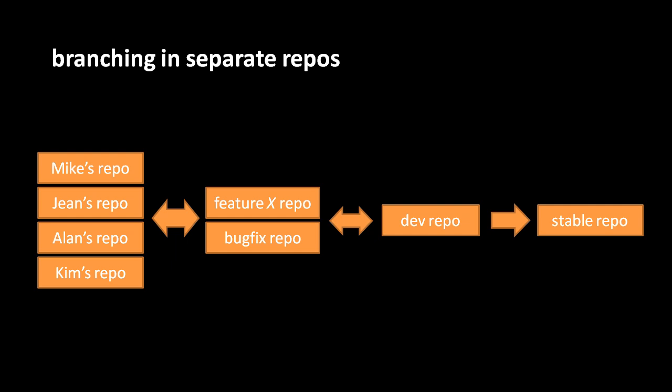And then the changes in those repositories get pulled up into the dev repo, where the two branches get merged, and when it comes time to make a stable release, someone on the team pushes that stable version from the dev repo up to stable. Now, what's not pictured here is that the individual users, Mike, Gene, Alan, and Kim, they might keep their new feature work and their bug fix work in separate repositories as well, so they don't necessarily each have just one repository, they may have many, which act as their separate branches.